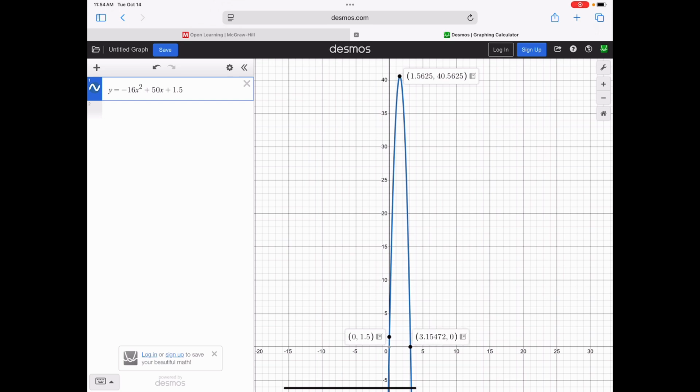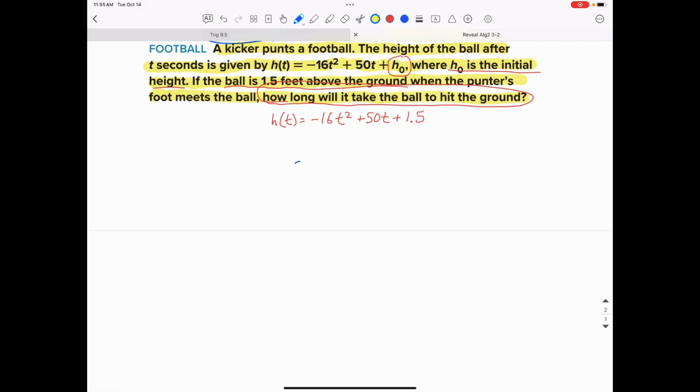That represents when it hits the ground, and that it took 3.15472 seconds, according to Desmos, rounded to 5 decimal places, for it to hit the ground. So I'm going to go ahead and round that just to the nearest hundredth, and I'm going to say that it's going to take approximately 3.15 seconds for the ball to hit the ground. So I would answer that just simply with 3.15 seconds.